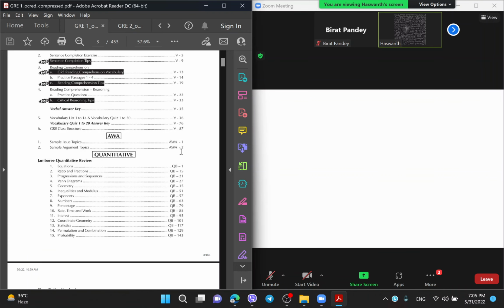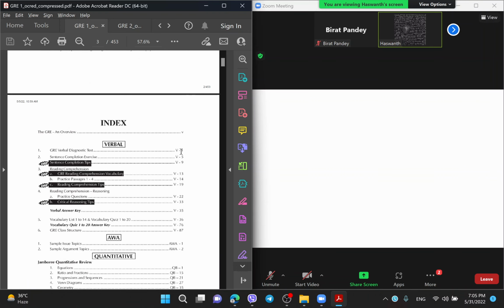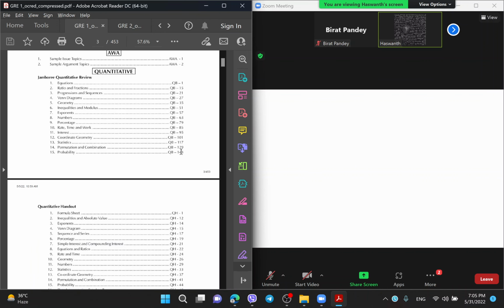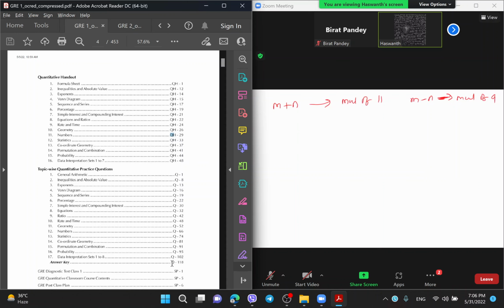Next one. m is a two-digit number and n is formed by interchanging the digits of m. Then the sum of m and n will be a multiple of 11, and the difference of m and n will be a multiple of 9. If m is a two-digit number and n is formed by interchanging the digits of m, the sum of m and n is a multiple of 11, whereas the difference of m and n is a multiple of 9.